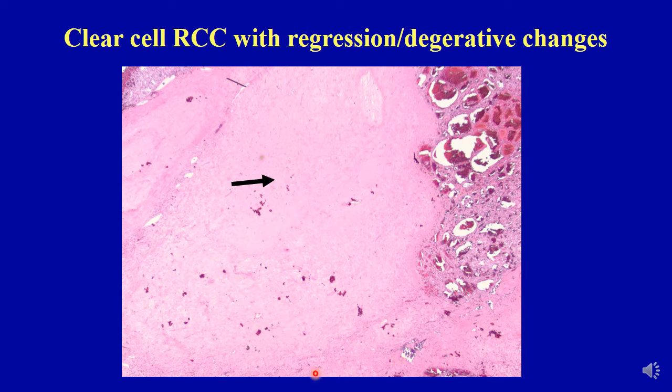Clear cell renal cell carcinoma also often undergoes spontaneous degenerative changes or regression changes. You can see here in this tumor there is prominent hyalinization. So this type of phenomenon is also much more common in clear cell renal cell carcinoma.